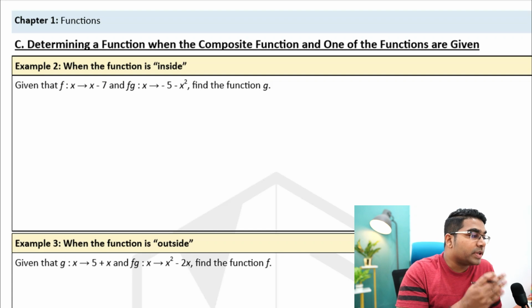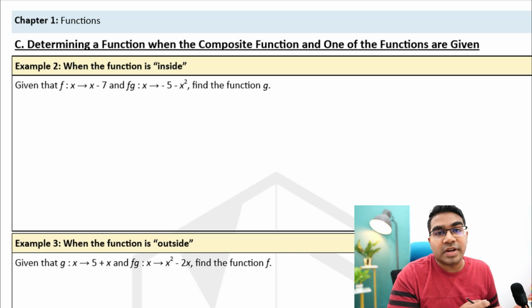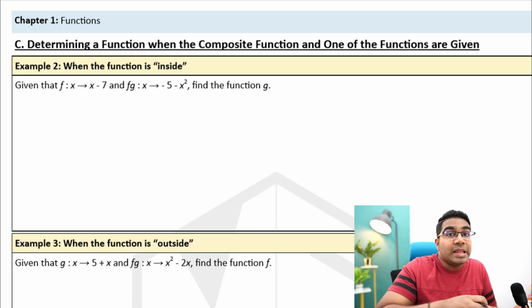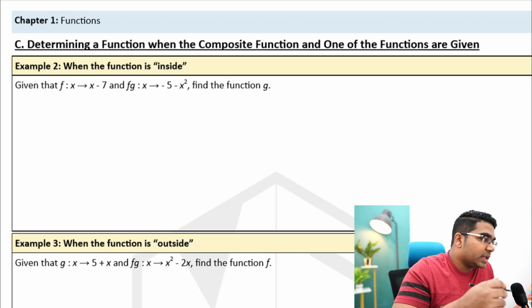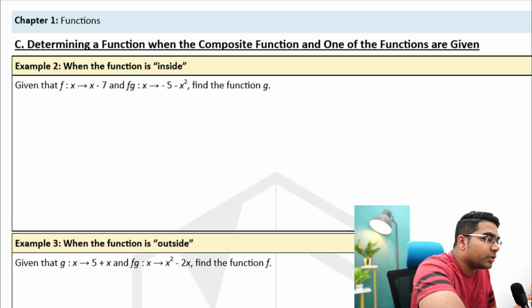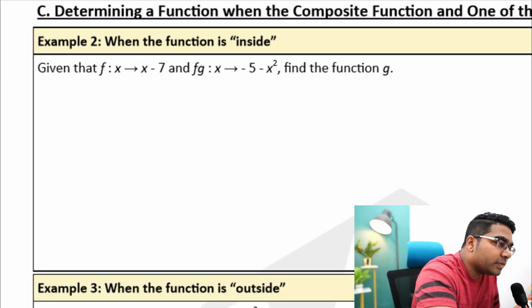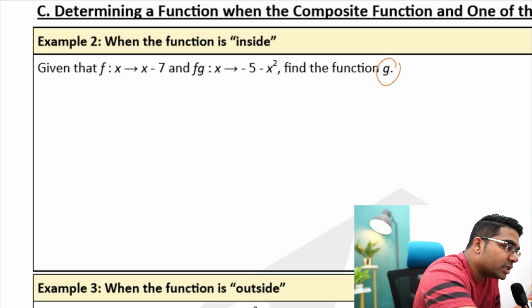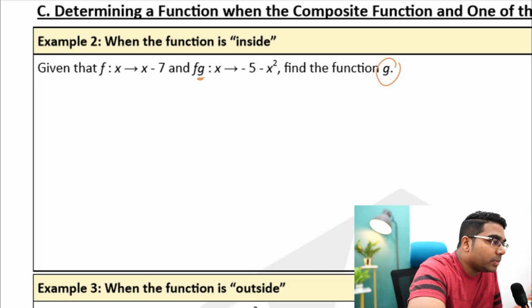Now let's look at how to determine a function when the composite function and one of the functions are given. So we're trying to determine the other function. Now there are two scenarios here. First, let's say the function is on the so-called inside. This is not a proper term. So let's say we have fg of x and you want to find the function g. So g is so-called on the inside. So how do we do this?